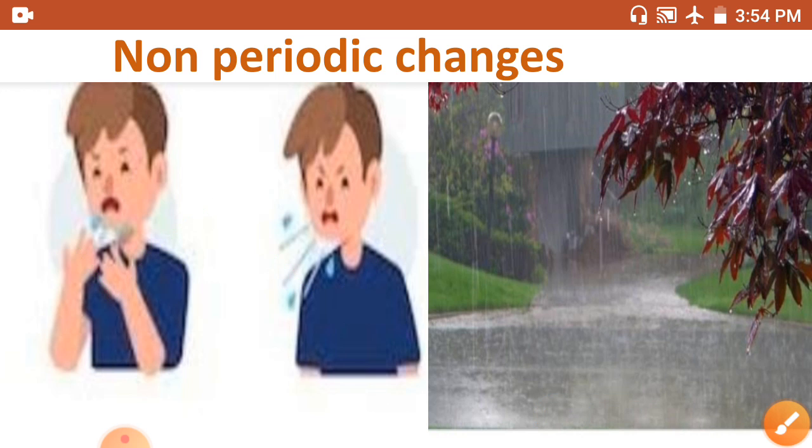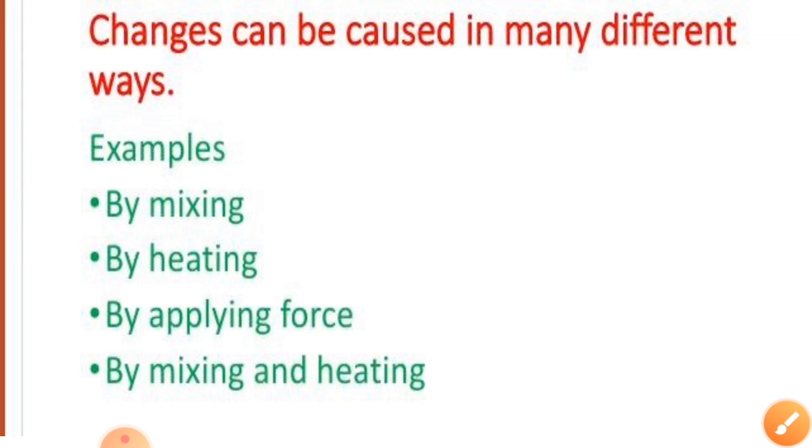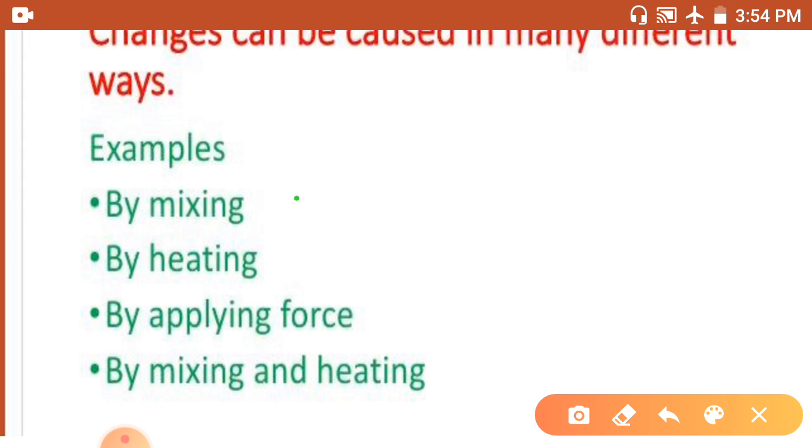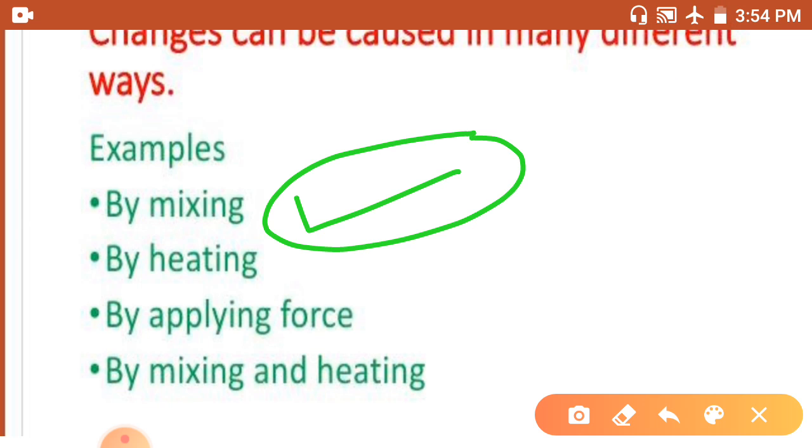Okay. Now, why are changes going on? Because changes can be caused in many different ways. For example, by mixing. When we mix anything, it will change, right? Suppose when we mix lemon, sugar, and water, the simple water will change into juice, right?